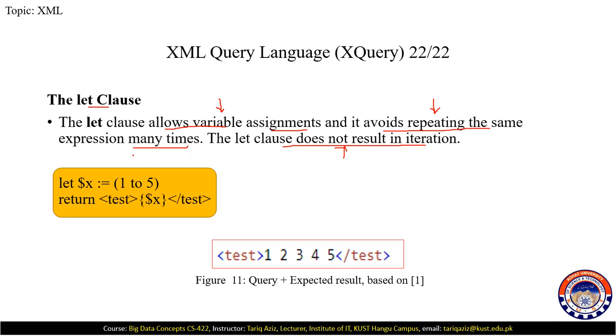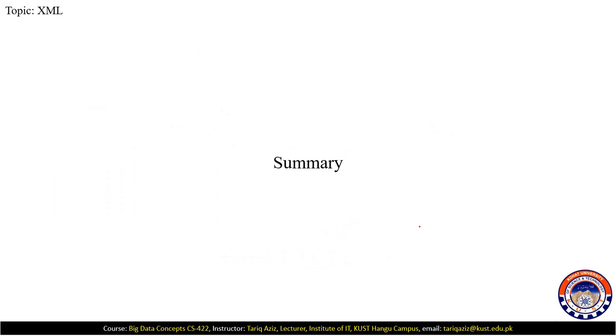Now look at the query. This is the query, and this time we use the let clause. As we said that it allows variable assignments, so we are using the assignment operator here, and then the return statement will return whatever is in this variable x, but from 1 to 5. Now look at the result. Here we said that the let clause does not result in iteration. So if you look at the result, it's not in iteration, it's in one line, 1 2 3 4 5. Okay. So dear students, this was all about the XQuery language.